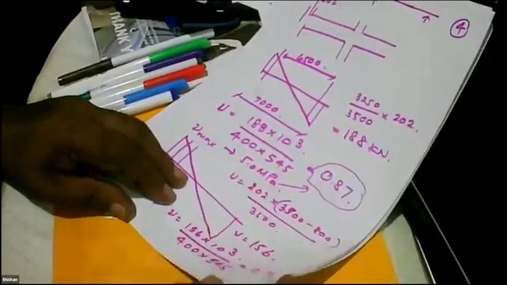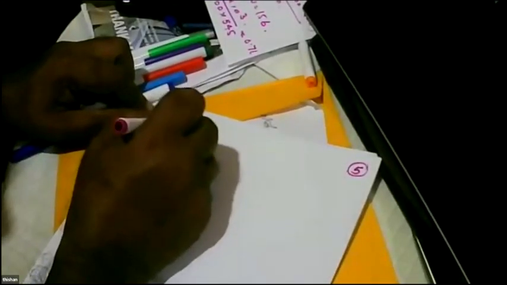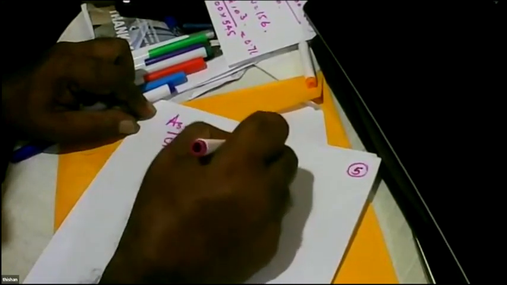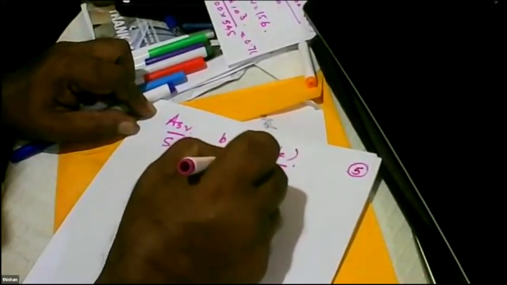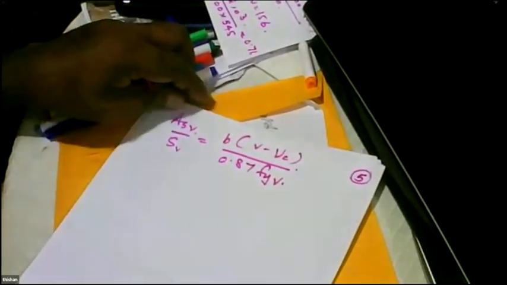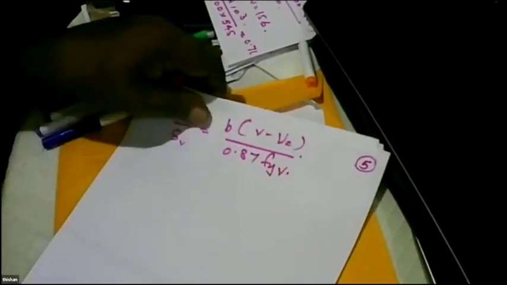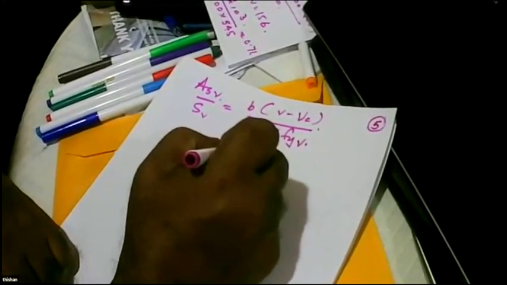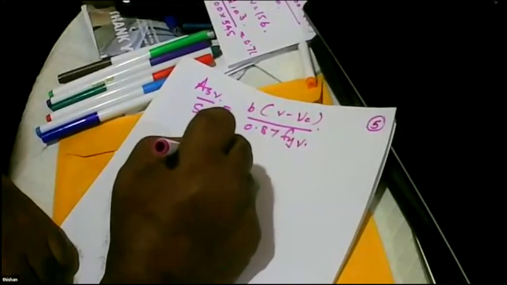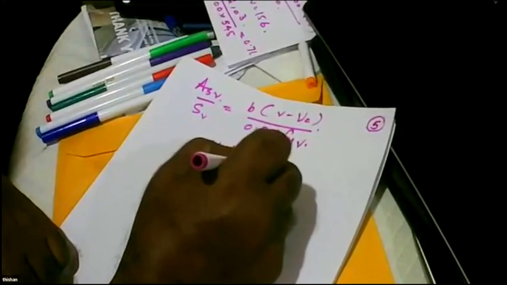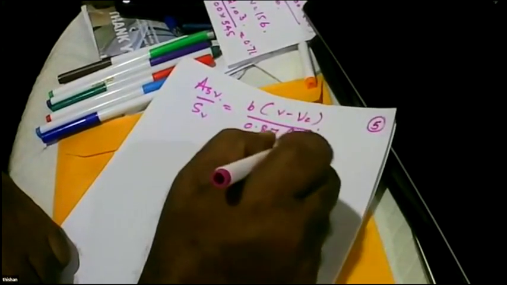Then we look at the BS formula. It says ASV over SV, B V minus VC, 0.87. Yeah, very simple. Now, what would I do? Now you can see, here we have a term called V minus VC. Now if V is 0.45, VC is also 0.5, what do you get? Zero. Then you get infinity.